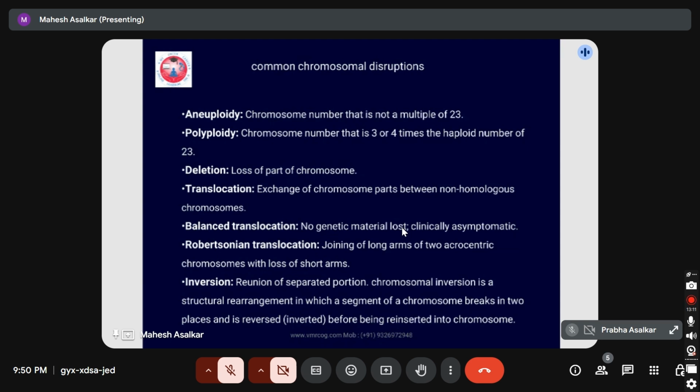Then you have a typical Robertsonian translocation. Again, here there can be, from the SBA point of view, joining of long arms of two acrocentric chromosomes with loss of short arms. So what happens in Robertsonian translocation? The long arms of the two acrocentric chromosomes will join and there will be loss of short arms. In inversion, what happens? Reunion of separated portion. Chromosomal inversion is a structural rearrangement in which a segment of chromosome breaks at two places and it is reversed before being reinserted into the chromosome.